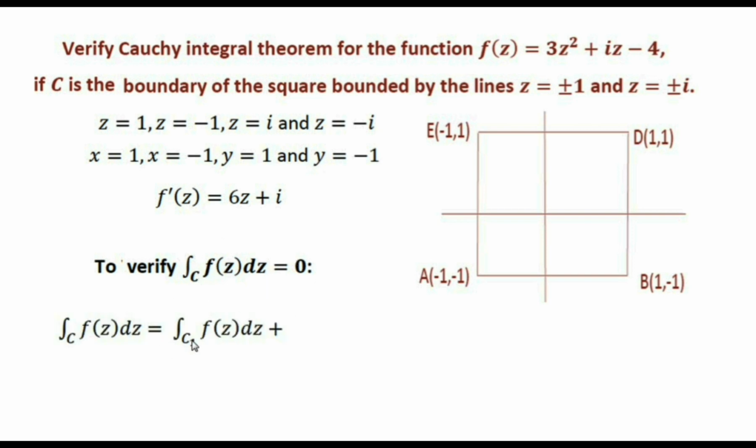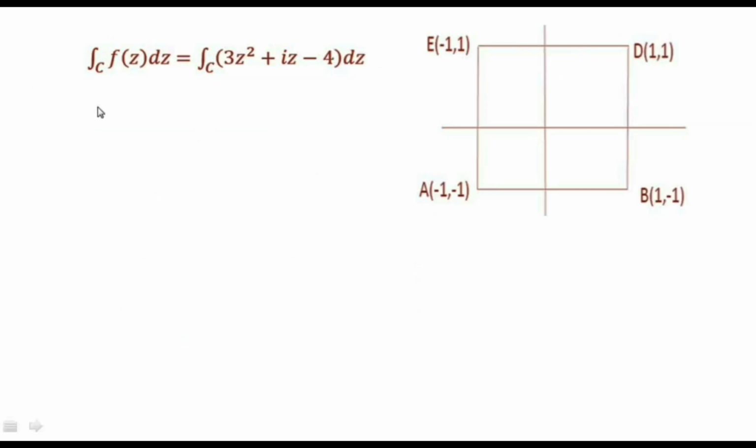Let us consider integral over C1 of f(z) dz plus integral over C2 of f(z) dz plus integral over C3 of f(z) dz plus integral over C4 of f(z) dz, where C1 is the line AB, C2 the line BD, C3 the line DE, and C4 the line EA. We have integral over C of f of z dz is the integral over C of (3z² + iz − 4) dz. We know that the complex variable z is x + iy, then dz is dx + i dy.